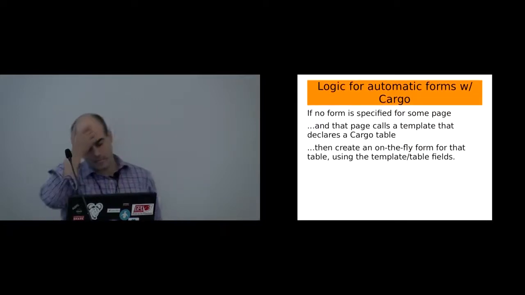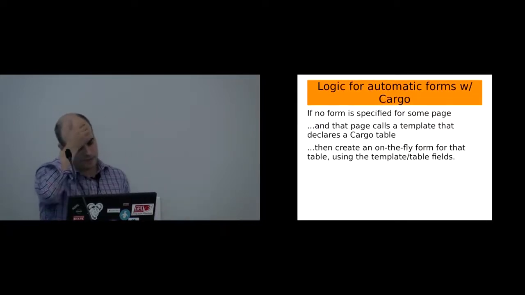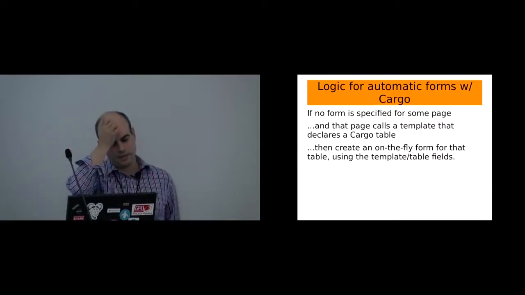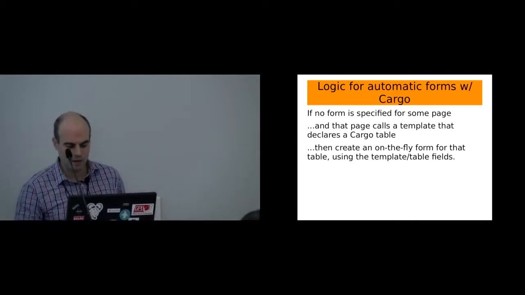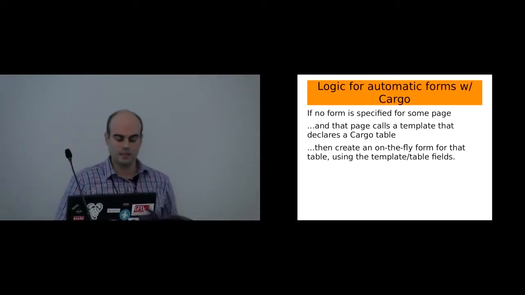So the basic idea is if there's no form specified for some page, and that page calls a template, and you know that the template declares a cargo table, because in this case I'm talking about cargo, then you just create an on-the-fly form using those fields.